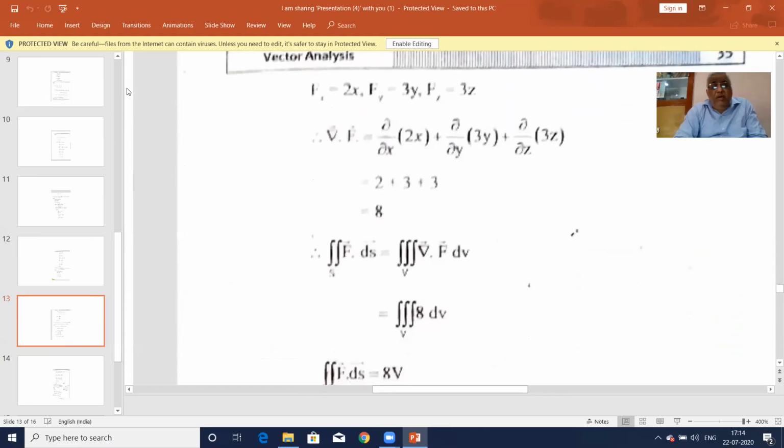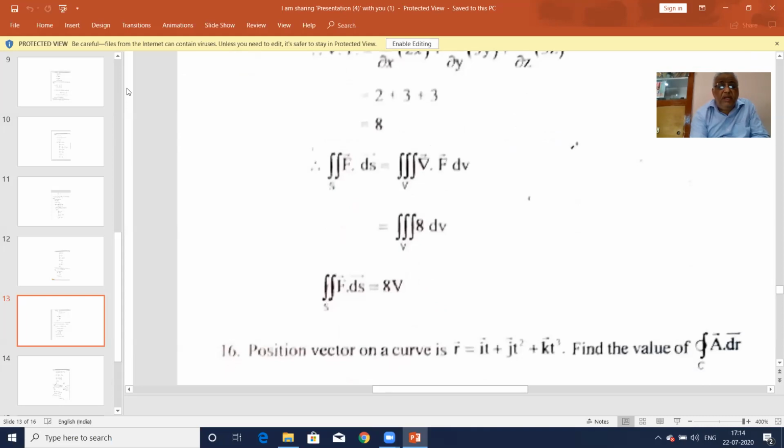So substitute the value of the divergence of F in the above relation: the triple integral of 8 dV, where dV is a volume element. We have to show that the integral of F dot dS is equal to 8V. We are not given limits, so we are not finding the exact values of x, y, z. If we give the limits, we are able to find it. So leave the answer as the integral of F dot dS equals 8V.